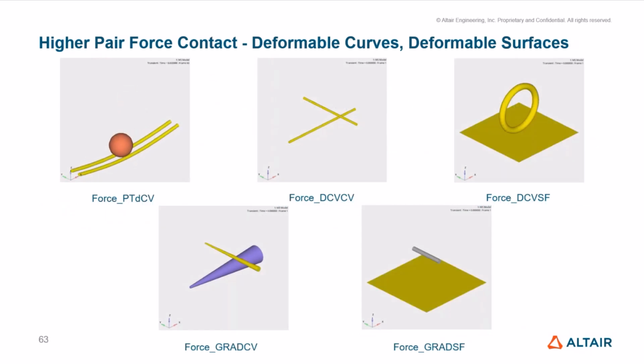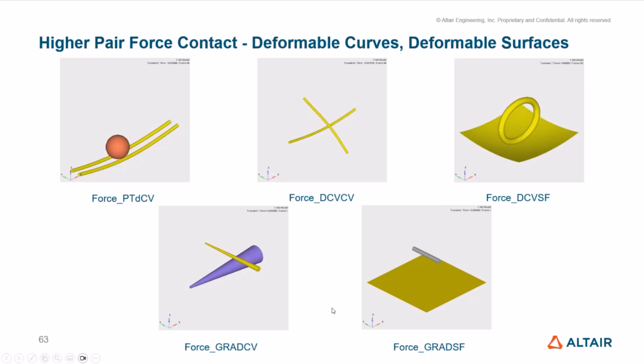So here is an example for the PTDCV. The next one is deformable curve to deformable surface. This is for the graphics to deformable curve. And the next one is graphics to deformable surface.